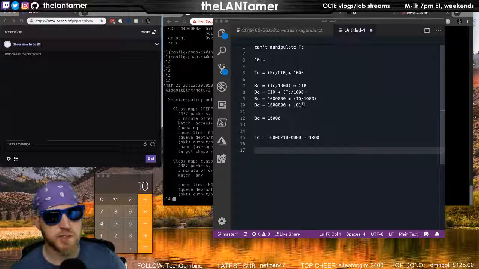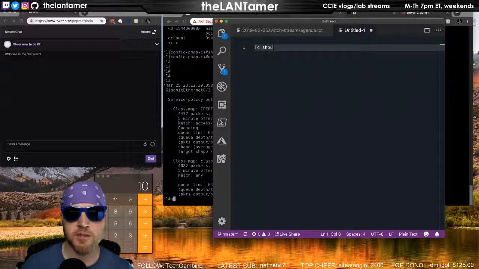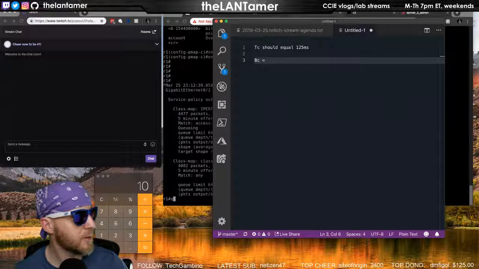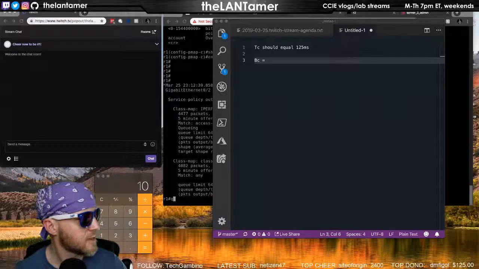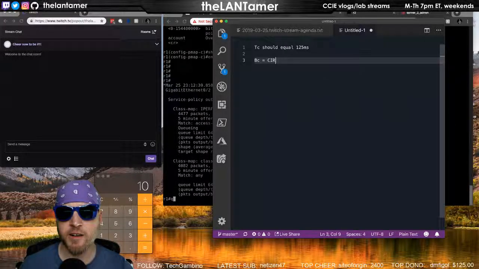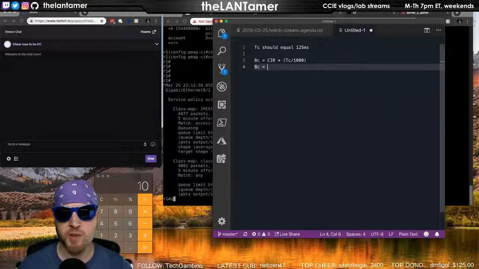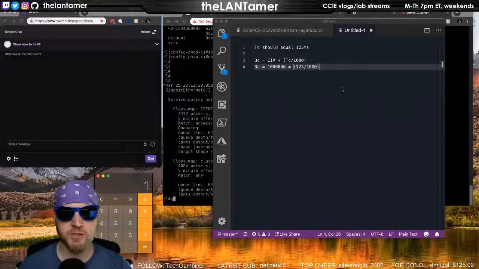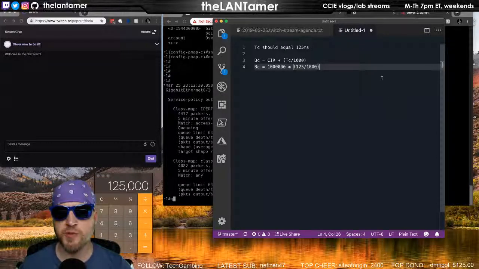We want a TC of 125 milliseconds. All right, so our formula is going to be BC equals... and I do need to learn these. I'm going to memorize these. Yeah, the CIR times TC divided by 1,000. So this would be 1 megabits per second. So 1, 2, 3, 4, 5, 6 times 125 divided by 1,000. And let's see. So 0.125 times 1,000,000 is 125,000 bits.